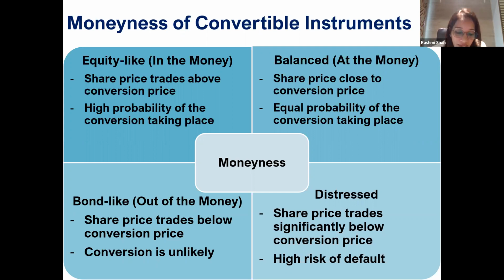Now, why do we need to understand these categories? Because when you have to choose a pricing model for convertible bonds, you need to understand which of the four categories it fits in. These four categories have particular importance when you have to choose the correct pricing model, because there can be some pricing error for an in-the-money and out-of-the-money convertible bond.